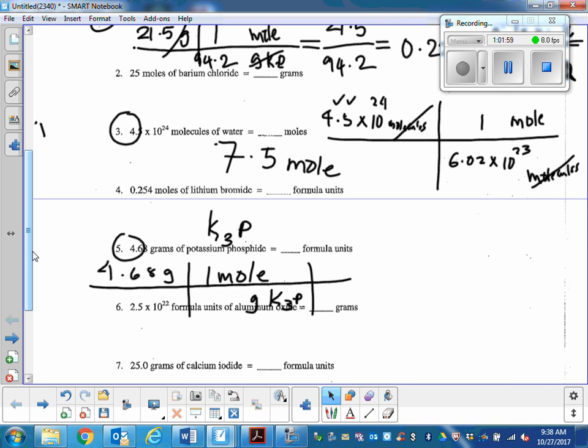I will post an answer key to this worksheet. I would like you guys to try it. Is that understood? Okay.